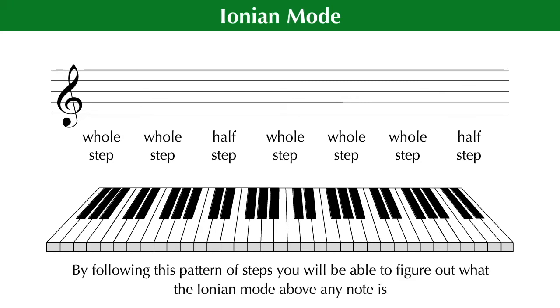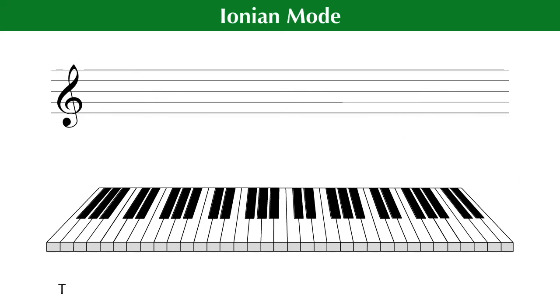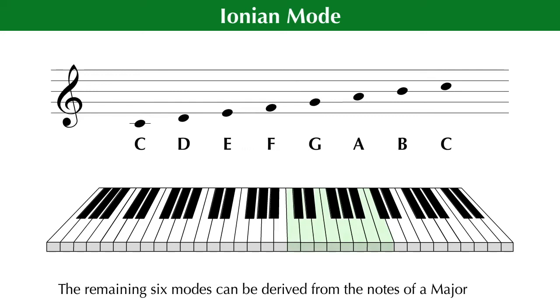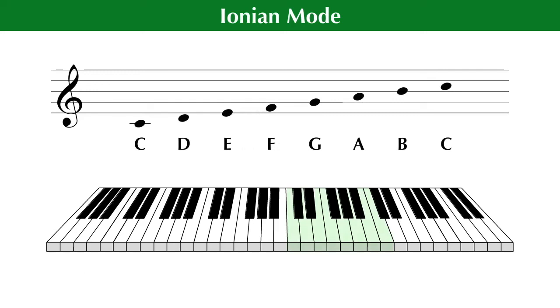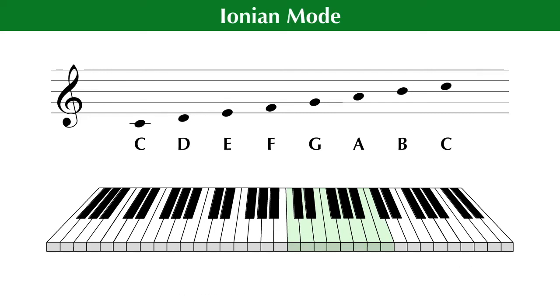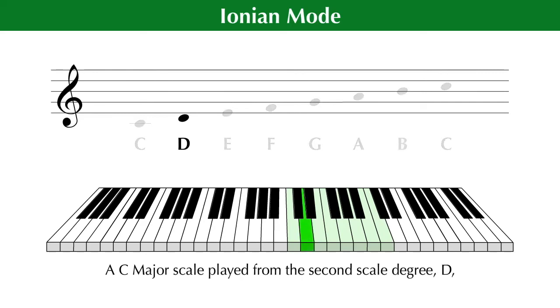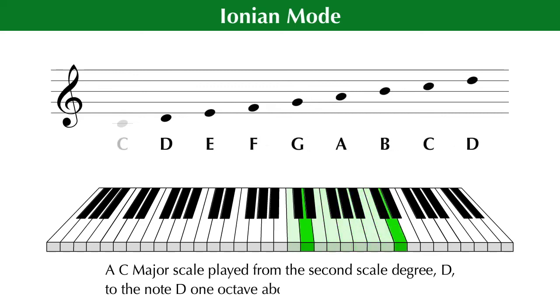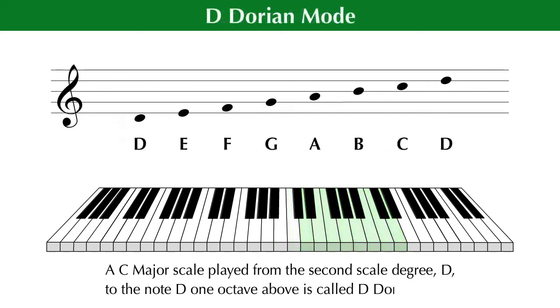As mentioned earlier, the remaining 6 modes can be derived from the notes of a major scale. In other words, each scale degree of a major scale can be considered the tonic, or first scale degree, of a different mode. For example, a C major scale played from the second scale degree D to the note D 1 octave above is called a D Dorian mode.